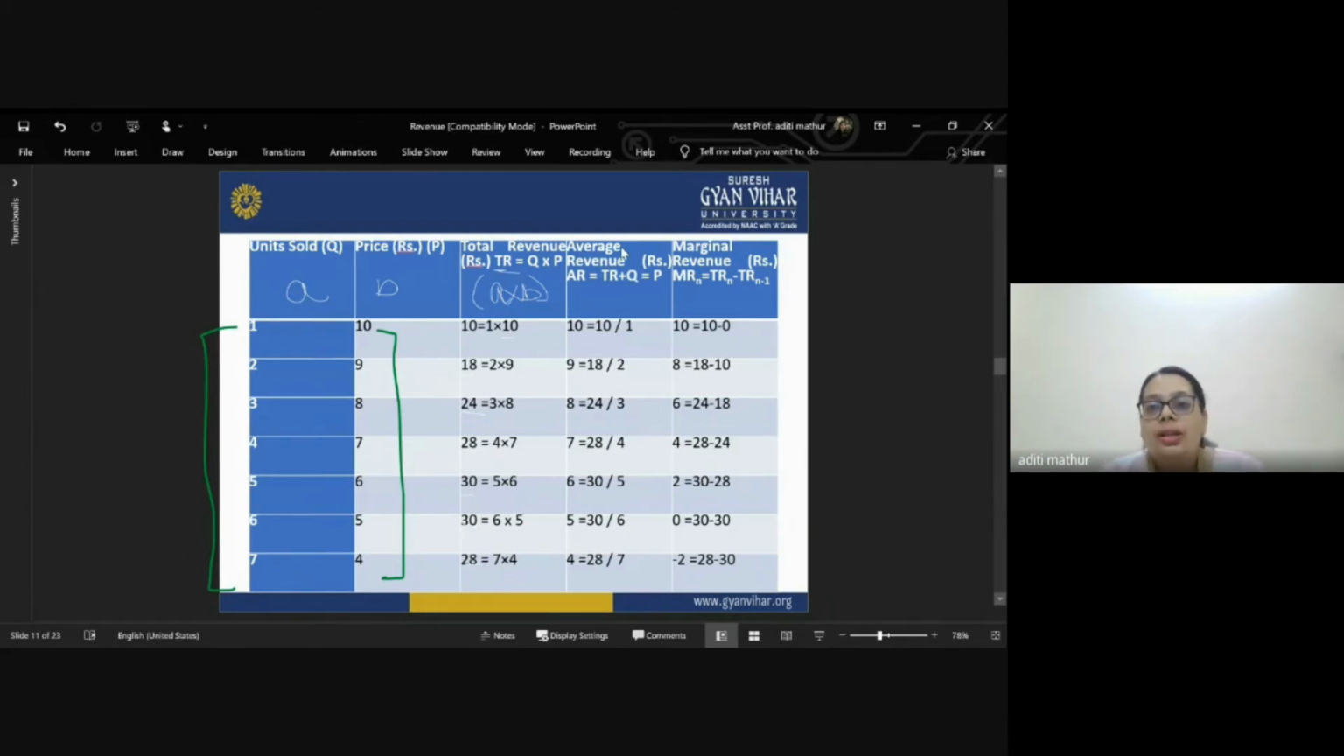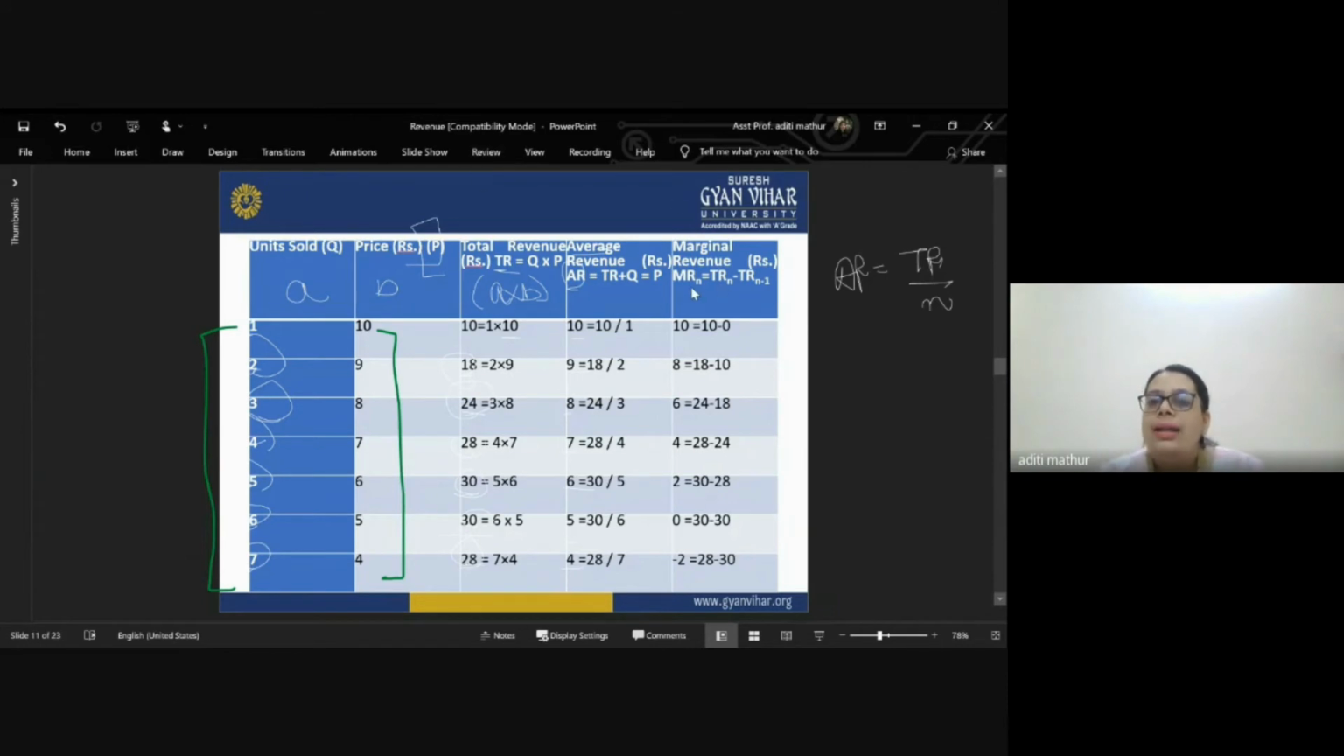Now we can calculate the marginal revenue and average revenue. The formula for the calculation of average revenue is equal to TR divided by N. So TR is 10, N is 1, so it is 10. Then 18 divided by 2 gives you 9. 24 divided by 3 gives you 8. 28 divided by 4, we get 7. 30 divided by 5, we get 6. 30 divided by 6, we get 5. 28 divided by 7 is 4. So you can see your AR is equal to price. Again, this point is proved.